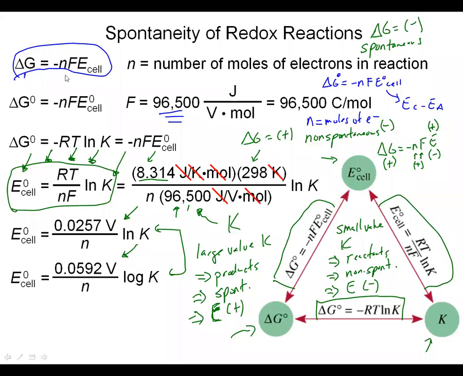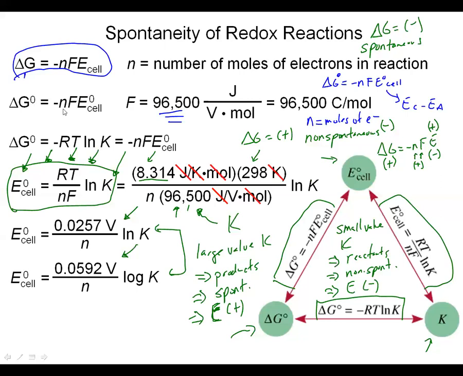N is the number of electrons, so that's the total number of electrons that have been transferred from the anode to the cathode. F is Faraday's constant, which is 96,500, again, a constant. And E of the cell is our cathode minus our anode. And again, you see two versions of this, one without the knot, one with the knot. The knot means standard conditions.